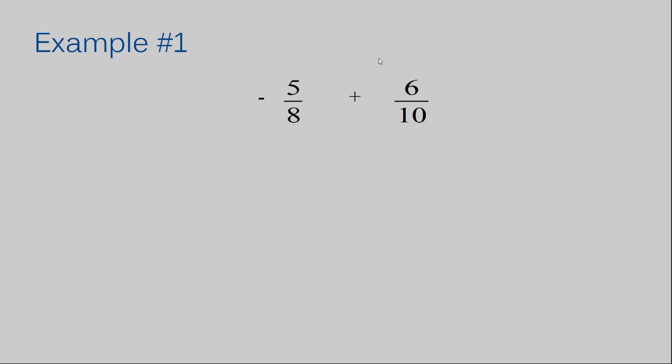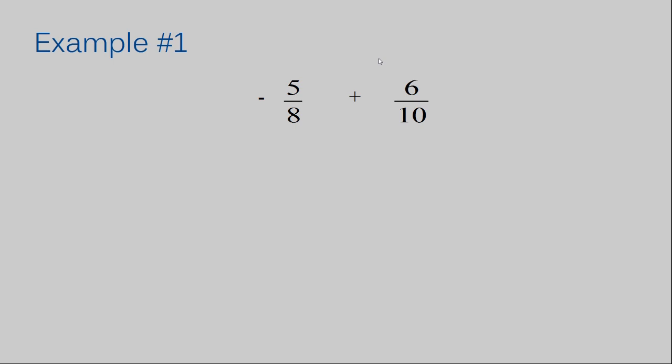Example number 1. Negative 5/8 plus 6/10. Like I just explained in the last slide, you need to know how to work with fractions. So let's ignore the negative sign for a minute and pretend like we just have 5/8 plus 6/10. You need to remember, when you have fractions, in order to add them, you have to have a common denominator. So before we can do anything, we need to create a common denominator. And we're going to do all of this while ignoring the negative sign that's in front of 5/8.